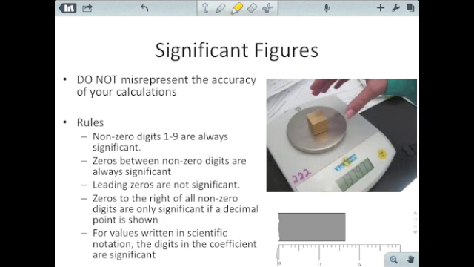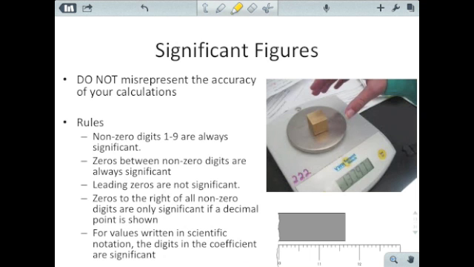Now, significant figures. Significant figures are used so that we do not misrepresent the accuracy of your calculations. We use significant figures because, say we take density for instance, we'll take the mass on a balance, we'll take the volume, usually with a graduated cylinder, and we're using two different instruments, so we have to make sure that we're using the accuracy of the least precise instrument.